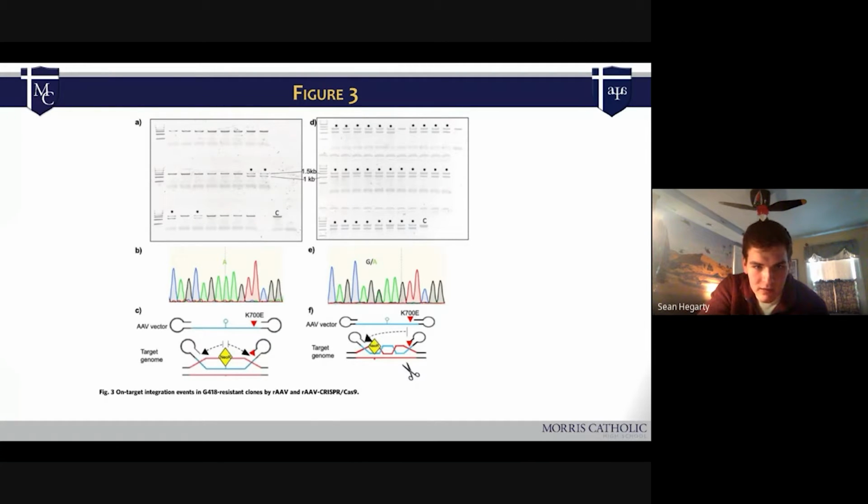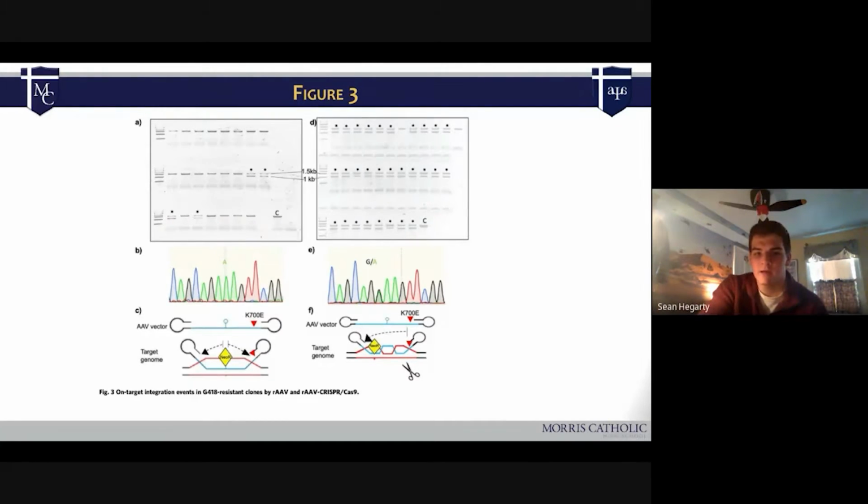And you can see in B, they show how there is no edit in the genome, or no edit in the bases of those cells. But then we go to D, where they tested it with the AAV and CRISPR combined. You can see that 23 out of the 25 cells infected with that system had the mutation, which resulted in about a 92% efficiency.